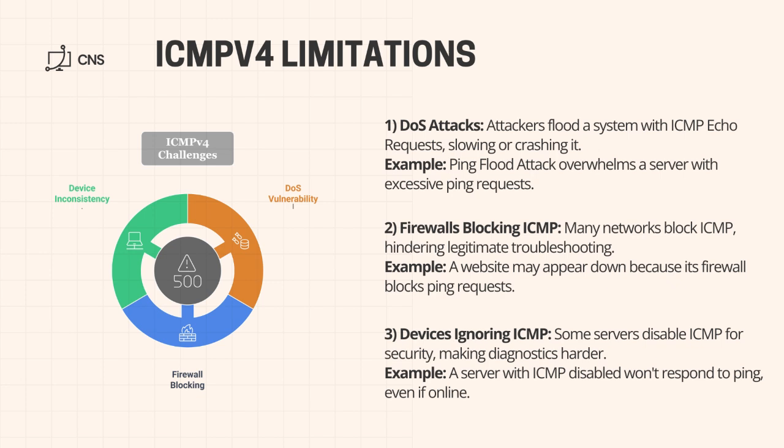Third one is a device ignoring ICMP. Some servers disable ICMP responses as a security measure, making it difficult to determine network issues. For example, a server may be online but won't respond to ping if ICMP is disabled, leading to false assumptions about its unavailability. In short, while ICMP helps diagnose network issues, security concerns often limit its usage in real-world networks.